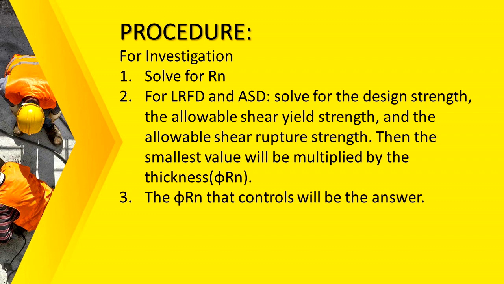For the procedure for the investigation, first solve for Rn. Second, for LRFD and ASD solution, solve for the design strength, the allowable shear yield strength, and the allowable shear rupture strength. Then, the smallest value will be multiplied by the thickness, phi Rn. Third, the phi Rn that controls will be the answer.